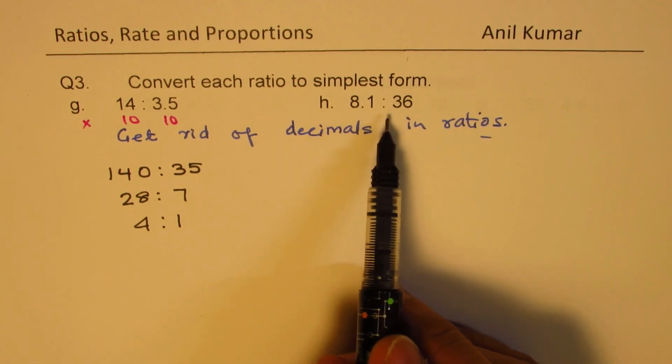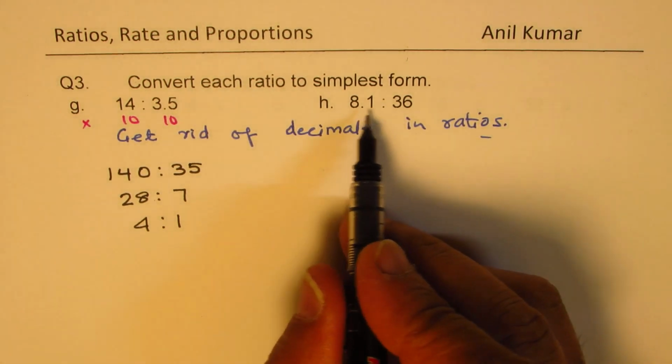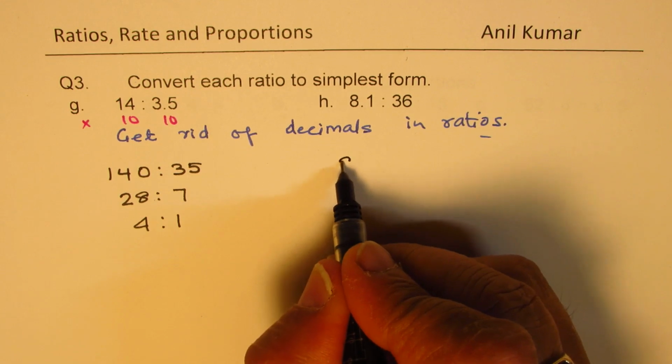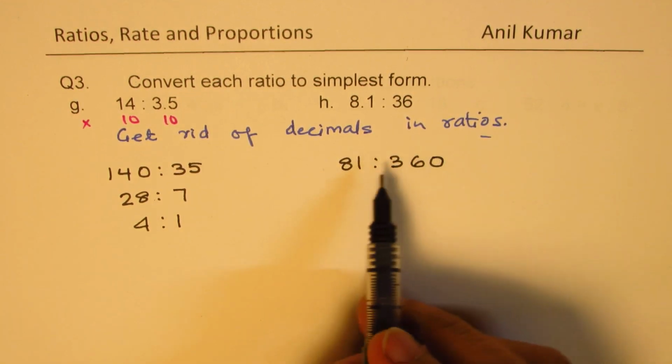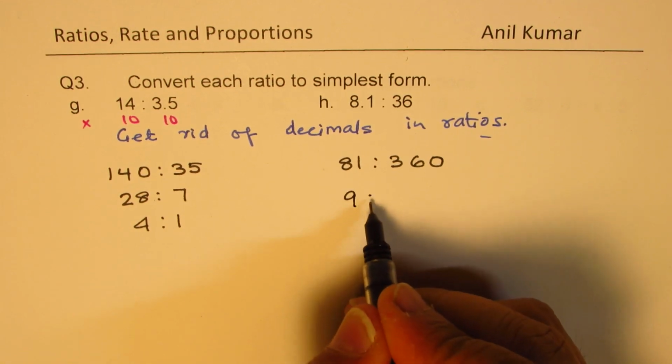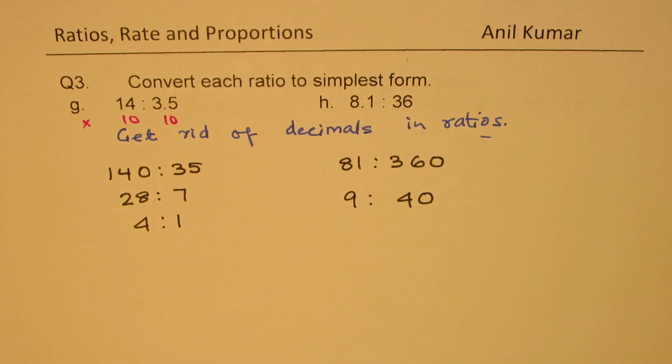Now 8.1 to 36. You can actually pause the video, answer this, and then look into my suggestions. So we'll again multiply by 10. So we get 81 is to 360, right? Dividing by 9, we get 9 is to 40, right? So 9 is to 40 is the lowest term. They do not have any other common factor.